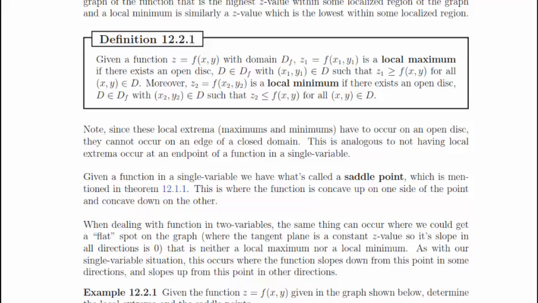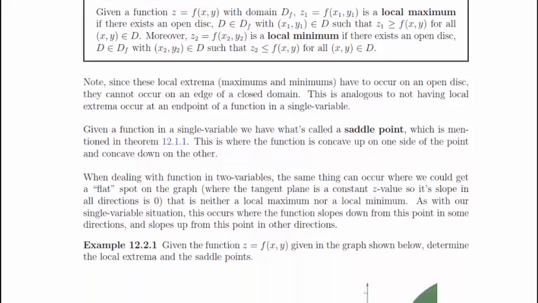Moreover, z2 equals f of x2 comma y2 is a local minimum if there exists an open disk D in the domain of f with x2, y2 in this disk, such that z2 is less than or equal to f of x comma y for all x comma y in this open disk. Note, since these local extrema, maximums and minimums, have to occur on an open disk, they cannot occur on an edge of a closed domain.